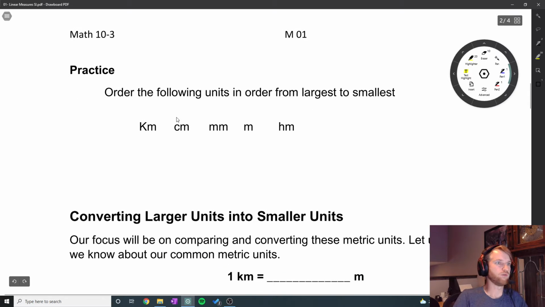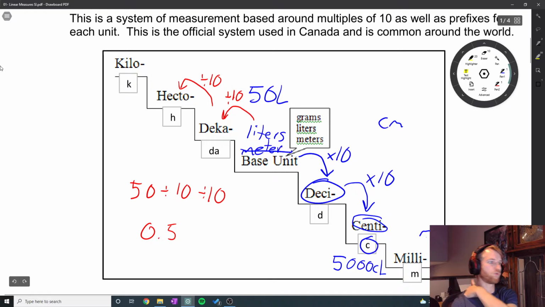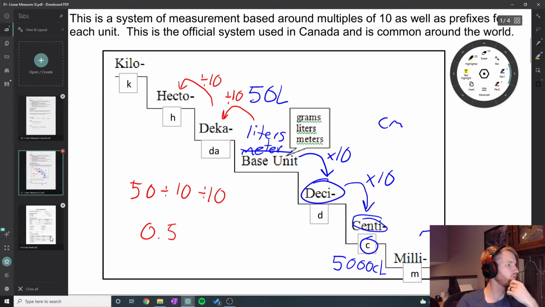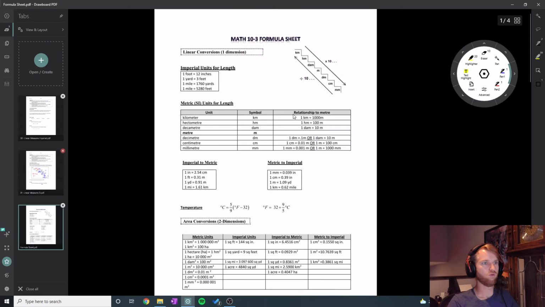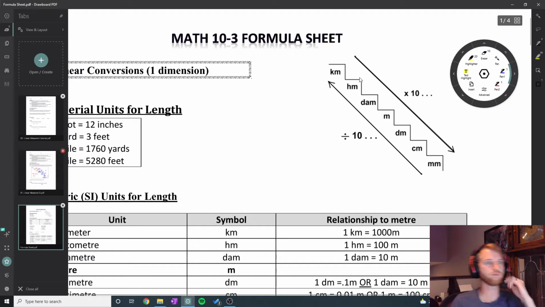Okay, and I'll let you figure out which units, or order them from largest to smallest. You can use this staircase. This staircase is also on your formula sheet. Let me just pull that up here for a second. So on a quiz or test in this class, you do have this staircase here. It's filled in with meters for you, but this works for anything that you want.